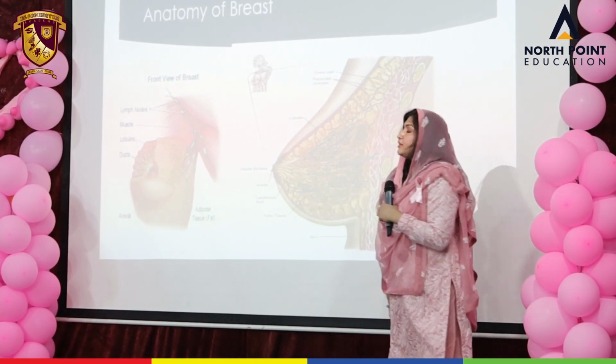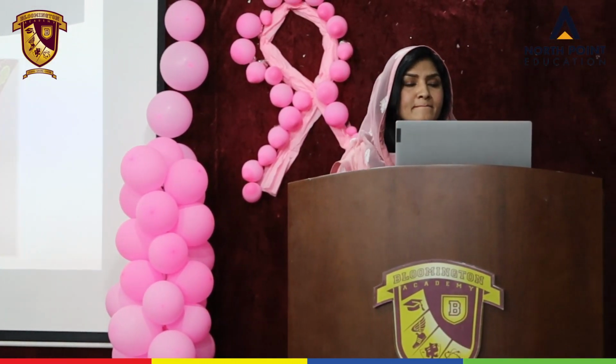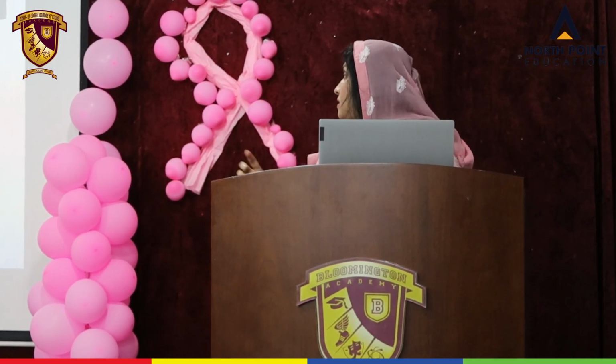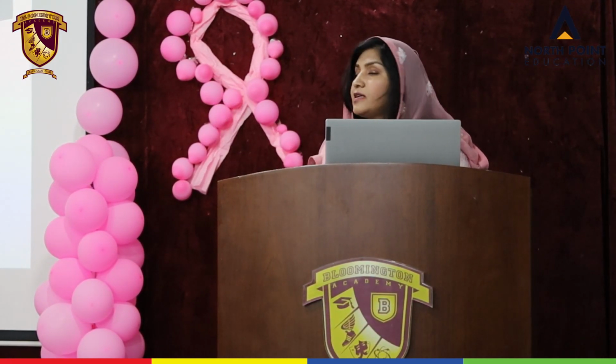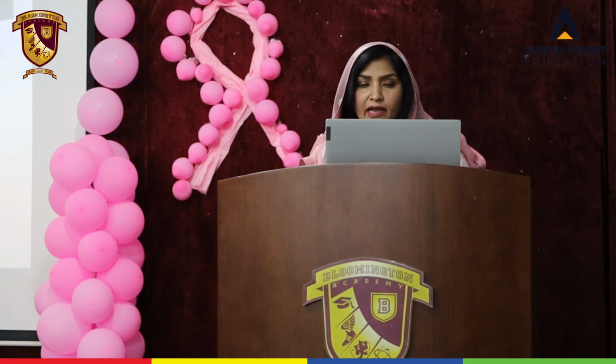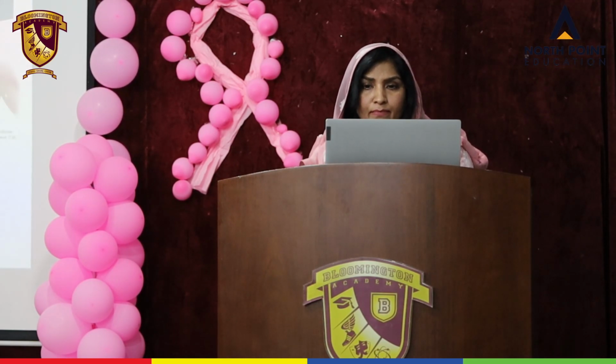So this is the basic anatomy of the breast, and there are lymph vessels as well. You can see the green channels. These are the lymph nodes. There are different groups of lymph nodes, central, which is usually in the axilla. So I already explained about this.